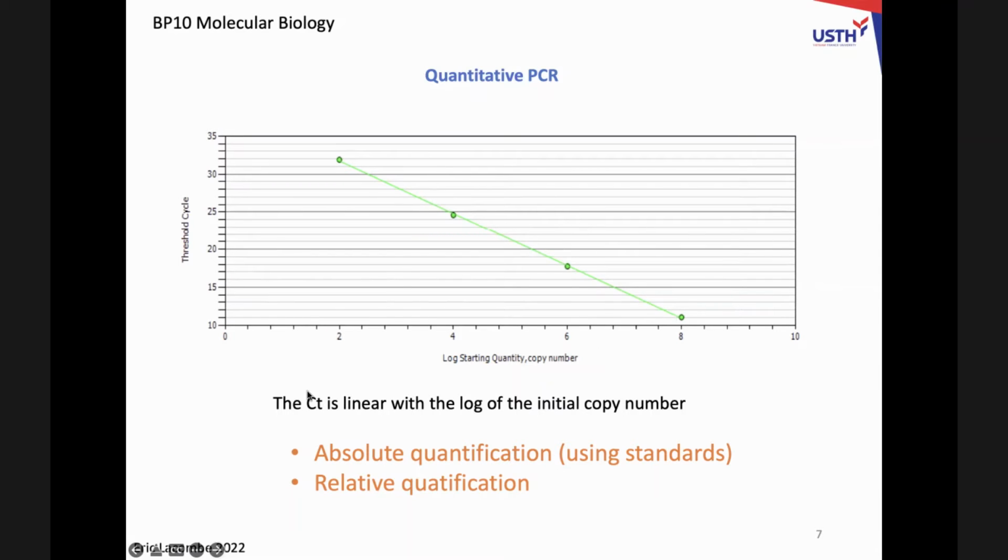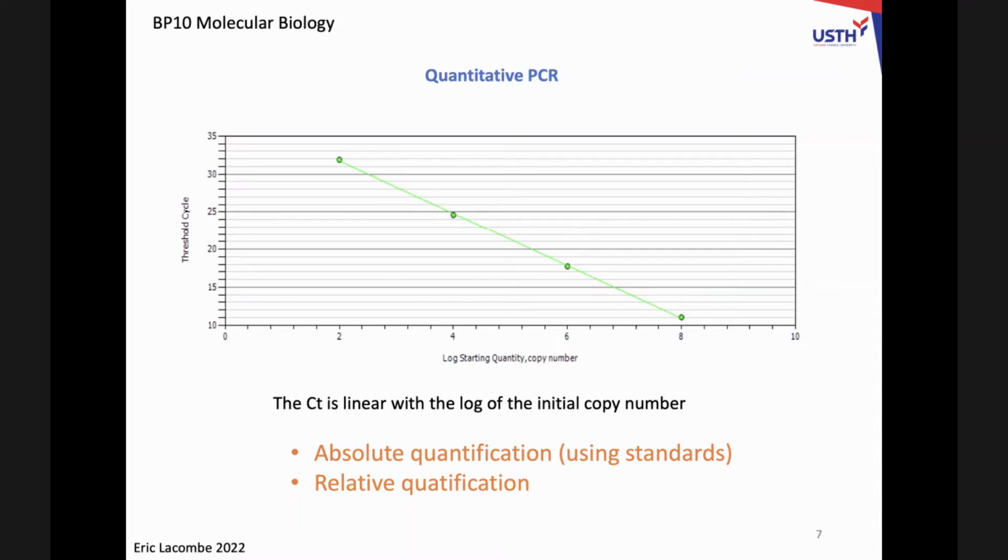So there is a linear correlation between the CT, the cycle threshold, and the log of the initial copy number. And this is the most important part of all the analysis of quantitative PCR. Because the initial copy number of the DNA is directly proportional to the amount of messenger RNA at the beginning, we can directly quantify the amount of RNA in one specific sample. You understand or not?